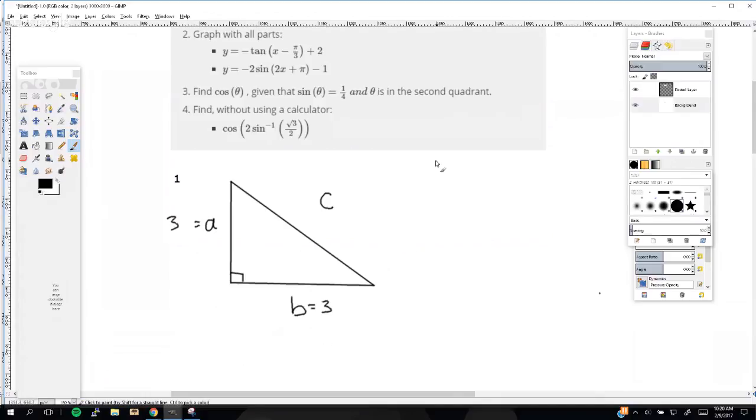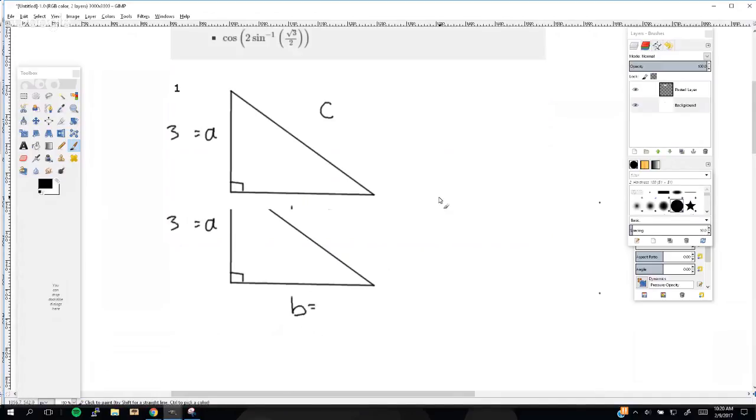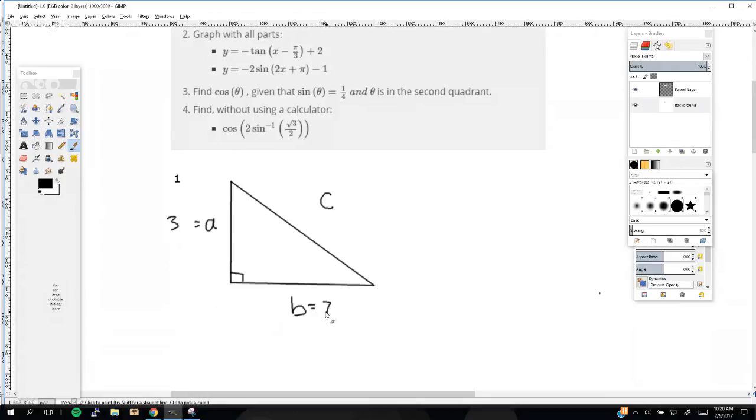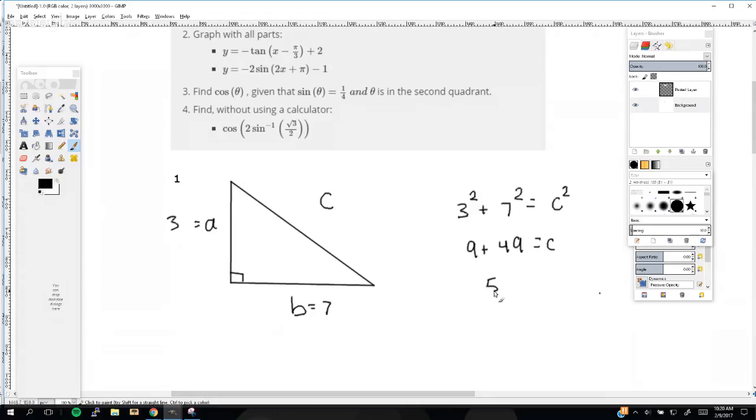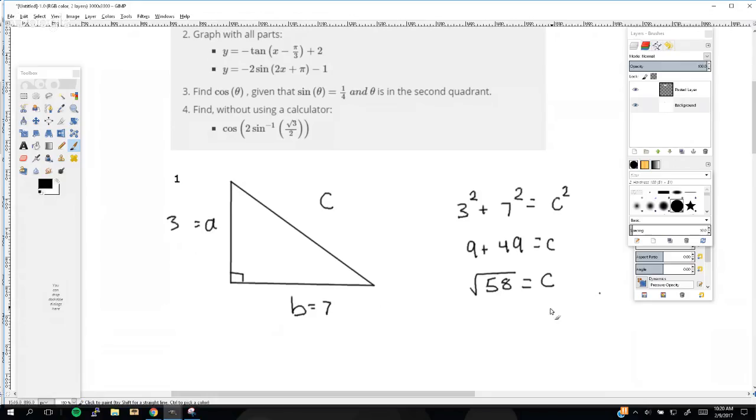Okay. Nope, B is not 3. B is 7. Let's see. So that's 9, 49. Yeah. Let me see. That's 58. Does 58 have a square root? I feel like it does not. Yeah, it doesn't. I'm pretty sure it doesn't.